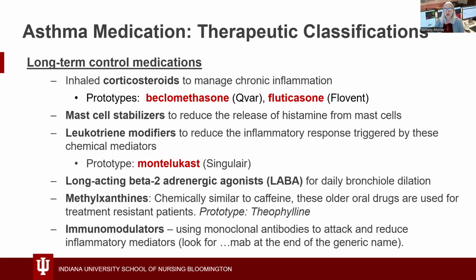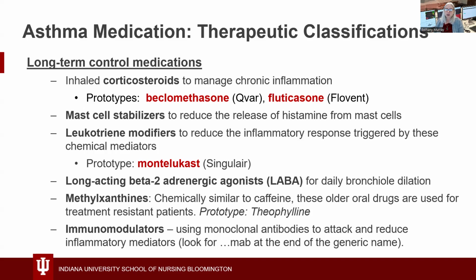We can also have long-acting beta-2 adrenergic agonists, so long-acting bronchodilators. We used to use methylxanthines, which are similar to caffeine. The prototype is theophylline. We don't use that so much anymore. It's an oral medication, and it has some sympathetic nervous system activity, so tremors, shakes, nervousness, okay?